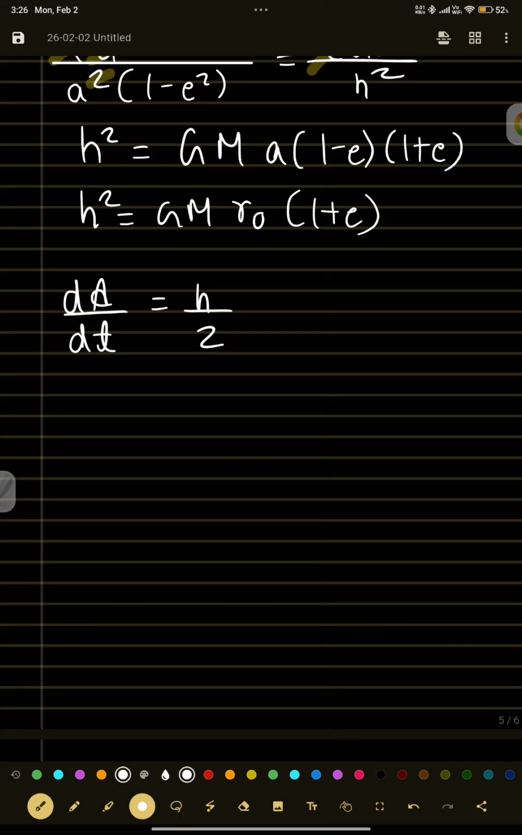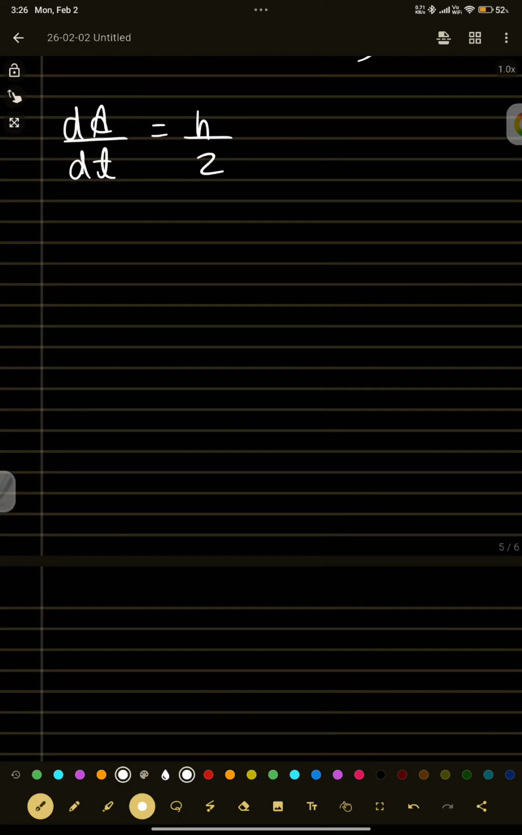Now tell me, from here, dA will be h by 2 into dt. Then if you integrate over the time period, dA will become A, and dt will become the time period. So this becomes A, the total area of the ellipse. And what is the area of the ellipse? It is pi a b.